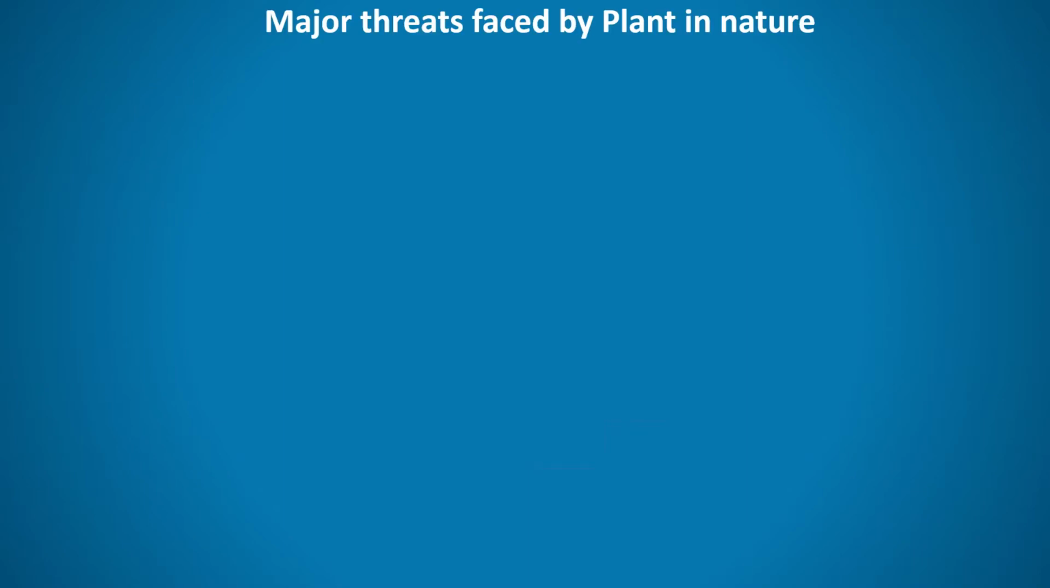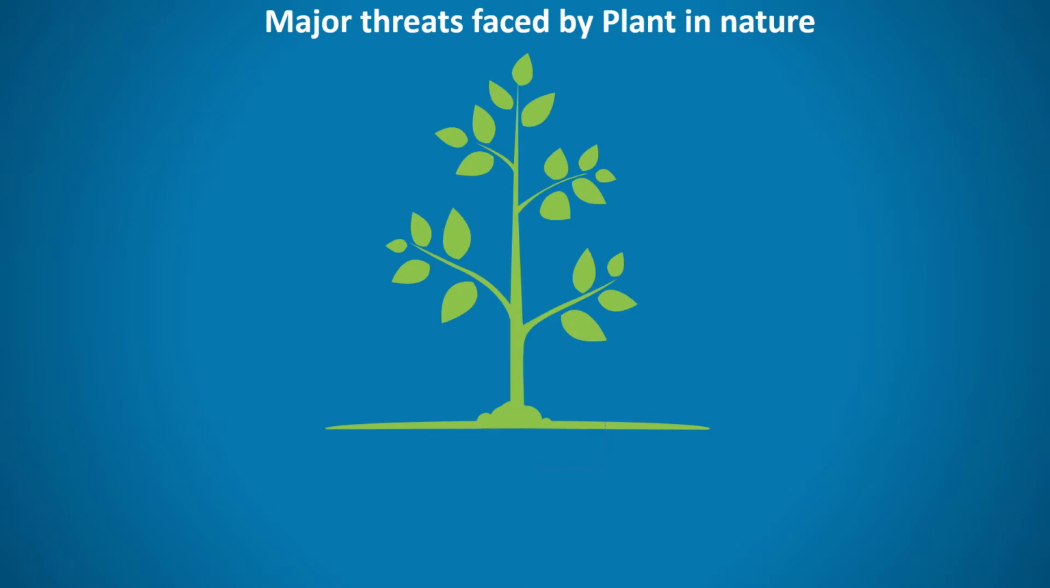So let's first see what are the major threats faced by plants in nature. Plants are sessile, which means they cannot move like us when faced with danger or alarms from the environment. Thus, in their natural environment, they experience many stresses. A stress can be defined as any external factor which is detrimental for the plant health. Majorly, these stresses are classified into two broad categories.